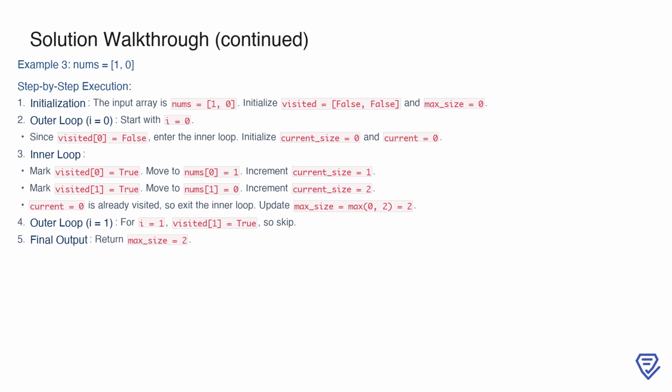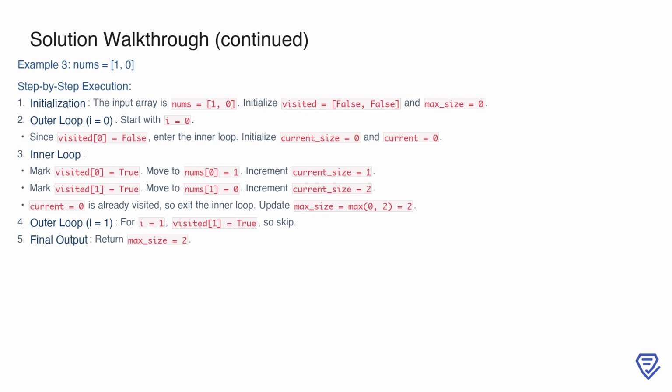In this final example, we use nums equals [1, 0]. The visited array is initialized as false, false, and max_size starts at 0. For i equals 0, visited[0] is false, so we enter the inner loop. Here, current_size begins at 0, and current is set to 0.